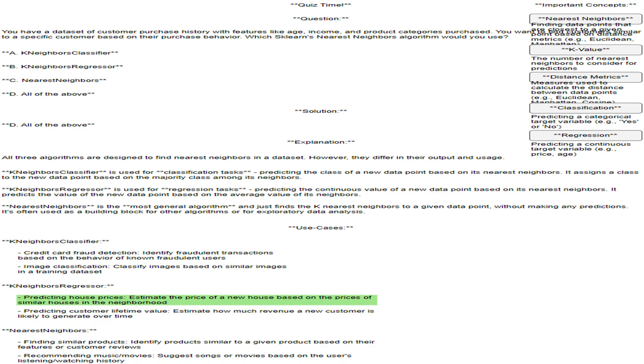25, 500, 10. 30, 700, 15. 35, 400, 5. 40, 600, 12. 45, 800, 20. Now, the algorithm will find the k nearest neighbors to this new customer with age 32 and income 65,000. Let's say K=3. It will then calculate the average number of purchases among those three neighbors, which will be the predicted number of purchases for the new customer.